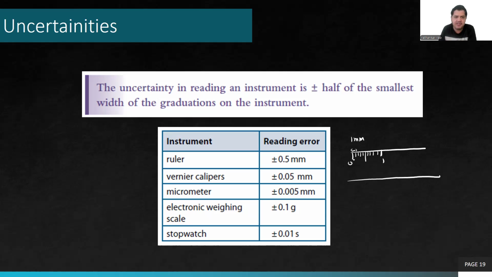The smallest division on the instrument is 1 millimeter. Now you take this 1 millimeter and divide it by 2, which gives 0.5 millimeter. This would be your uncertainty. In a vernier calipers it is 0.05, in a micrometer it is so much, in an electronic weighing scale 0.1 grams, and a stopwatch is 0.01 seconds. So this is called an uncertainty. Okay, next.